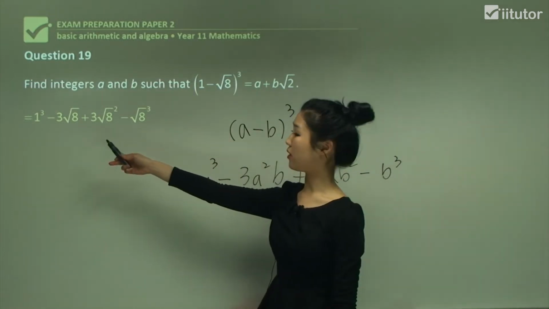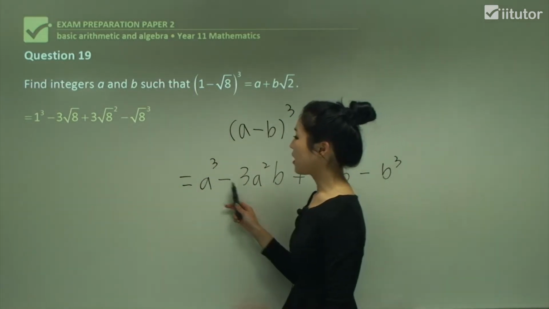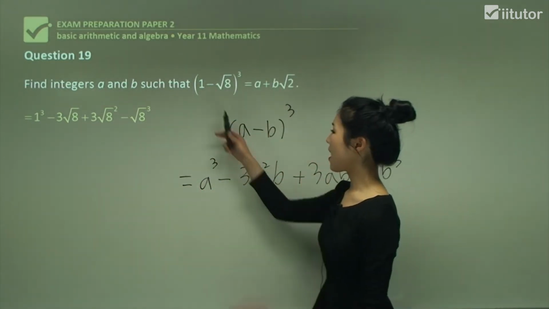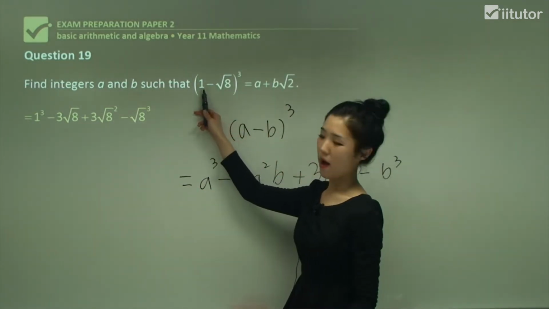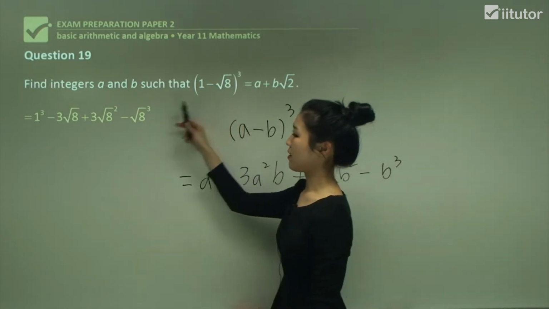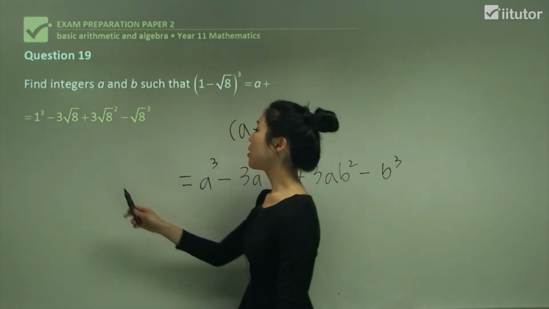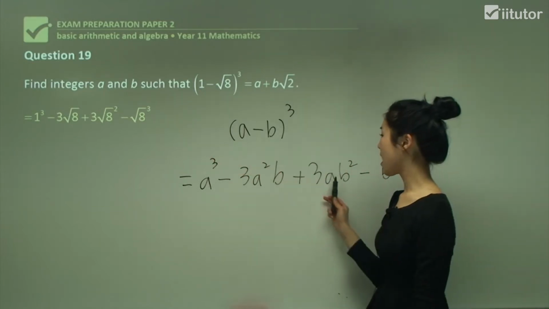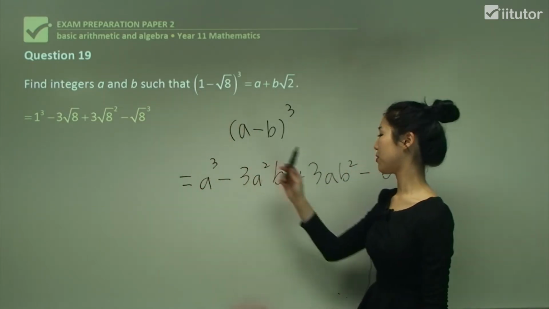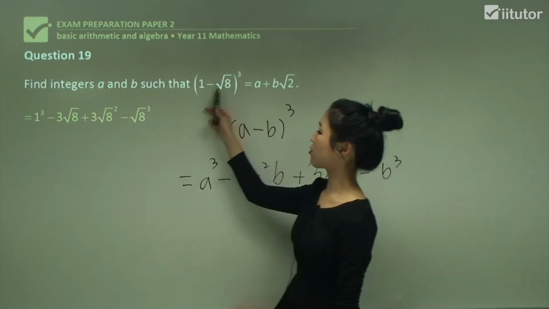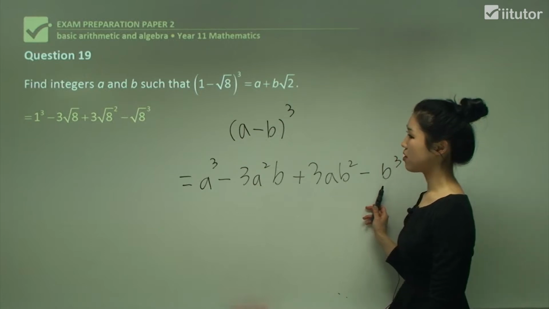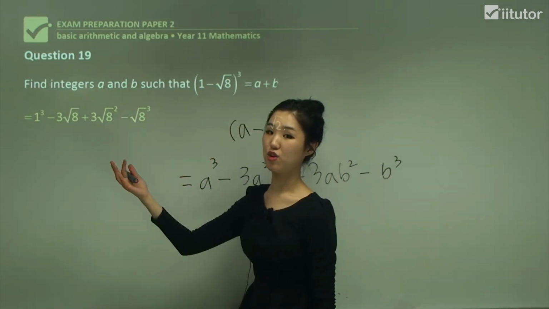So 1 cubed goes front, minus 3, so minus 3 times a squared b. A squared is 1 squared, which is just 1, and then b is root 8. So that's why the root 8 goes there, plus 3ab squared. So the 3 goes out the front. A is just 1, so I don't need to put that. B squared is root 8 squared. Okay, and finally minus the b cubed. So b cubed is root 8 cubed.